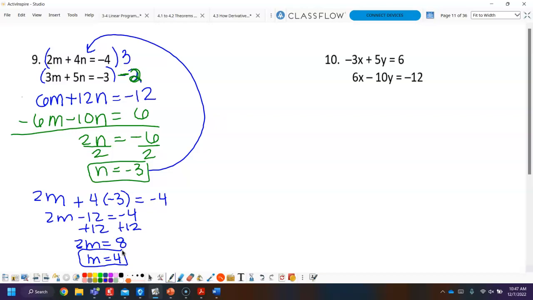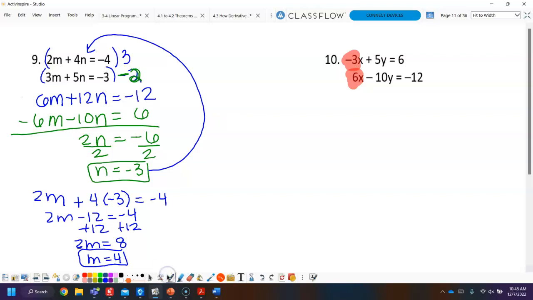Perfect. So these are intersecting, independent, one solution. Okay? In number 10, what I see immediately when I look at that is a 6 and a negative 3. So if I multiply the top row, I'm going to have negative 6. So immediately, when I see that, I just have to multiply one row this time.